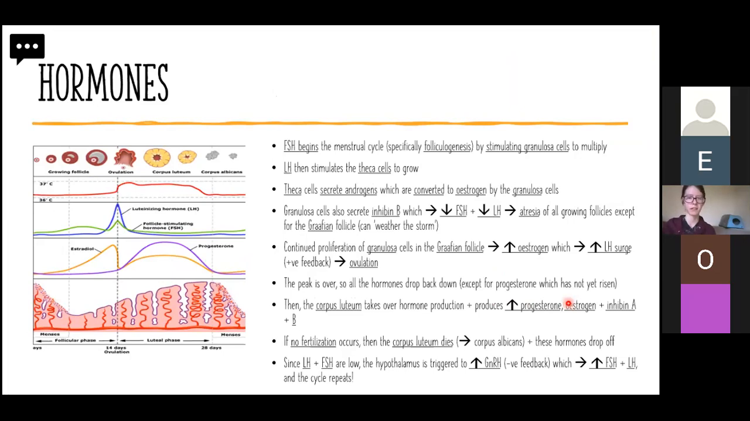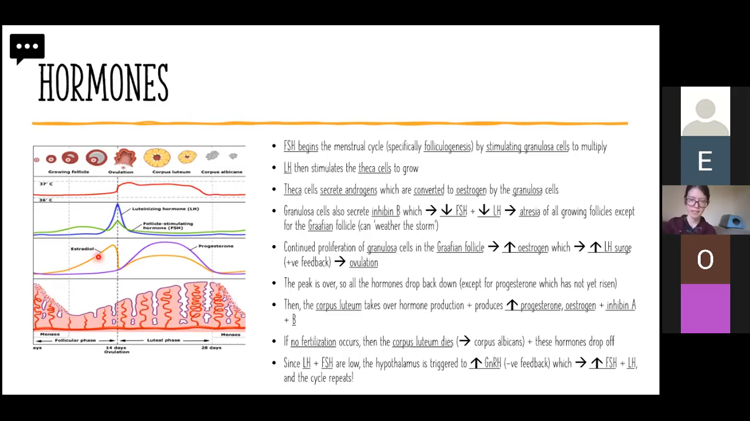FSH begins our cycle. So it stimulates the granulosa cells to multiply, and then you get LH, which will stimulate the theca cells to grow. So they were sort of around that nucleus there. The theca cells secrete androgens, which are converted to estrogen by the granulosa cells. So to go from theca will secrete the androgen, it will go to the granulosa cells, which will then turn it into estrogen. So that's why you can see here, you get an increasing amount of estrogen as the cells are replicating, and you're getting lots of oocytes there.